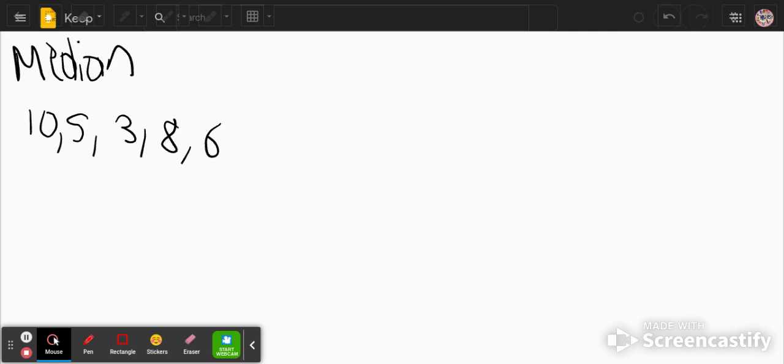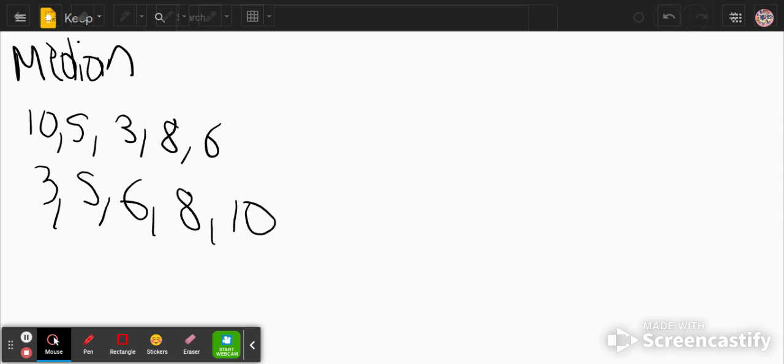So let's start with the smallest number. The smallest number is 3, so we write that down. Our second smallest number is 5, so drop that down. Then our third smallest number is 6. We write that down. Fourth smallest number is 8. Write that down. So now I will know what 10 comes after. If you realize, this is arranged in ascending order, from smallest to largest.